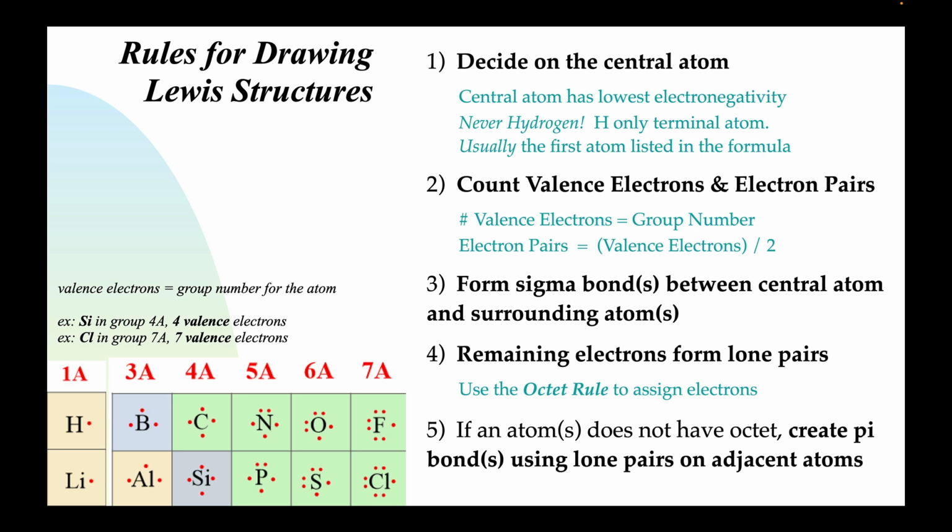Next thing you want to do is count the valence electrons and find the electron pairs. Valence electrons are related to the group number of the atom. In the lower left corner there, you can see I've got 1A, 3A, 4A, etc. Everything in group 4A, carbon, which is listed there, silicon right below it, as well as germanium, are all going to have 4 valence electrons because they're in group 4A. Under group 7A, on the right side, you can see fluorine, chlorine, bromine would be under it, and iodine. All of those will have 7 valence electrons because they're in group 7A. So the group number literally is the valence electrons.